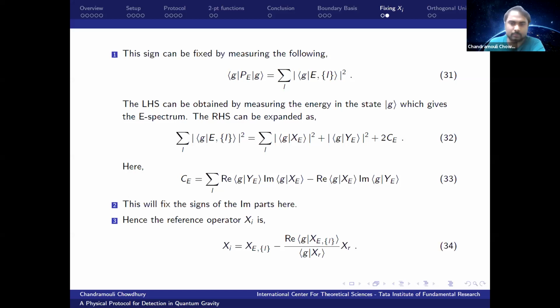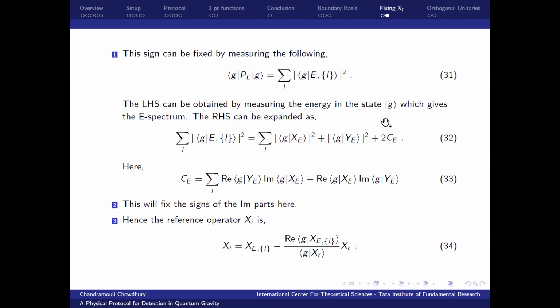But we can talk more about it. Okay, just one last question. Could you make some comments on why this protocol is difficult for black holes?